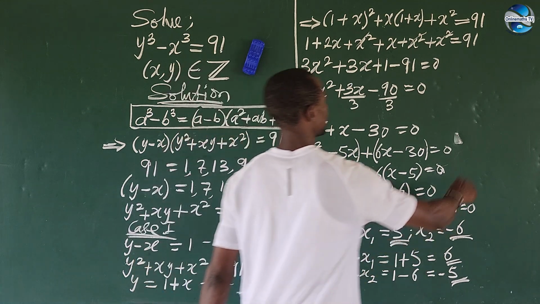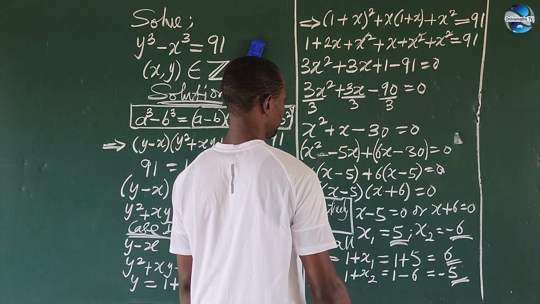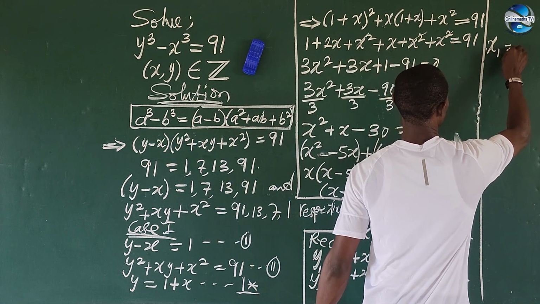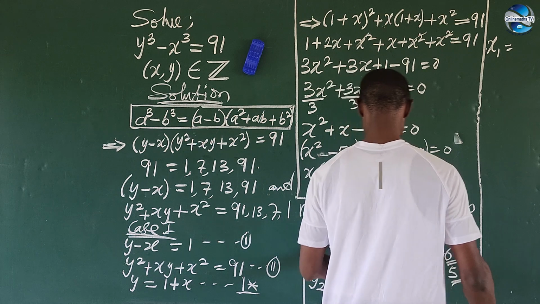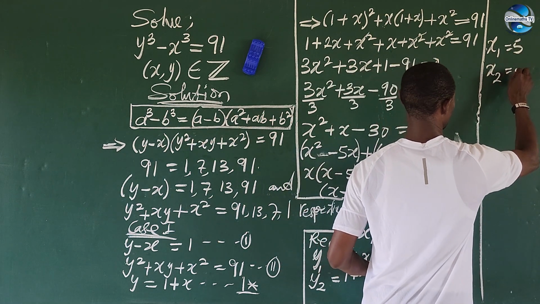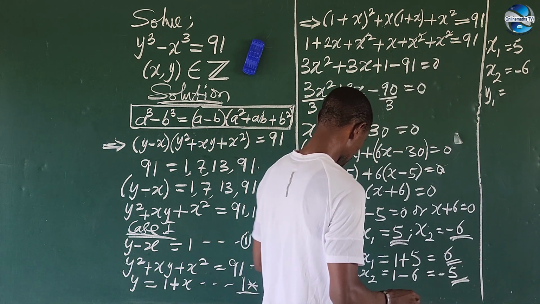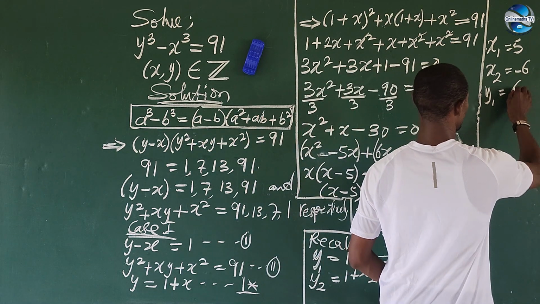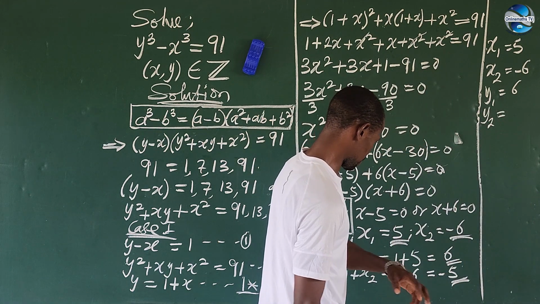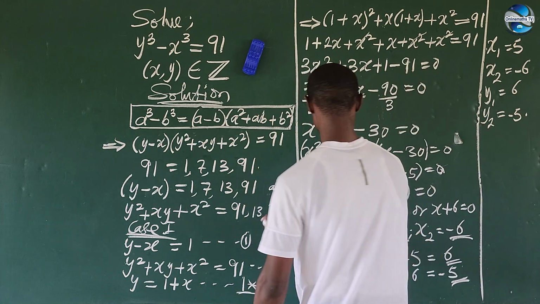Okay, so let's just bring out the values of x and y from the system here. So we have our x1 to be 5, then our x2 to be minus 6. y1, what is our y1? 6. The y2, we have it to be what? We have it to be minus 5. Okay, so let's keep this result.